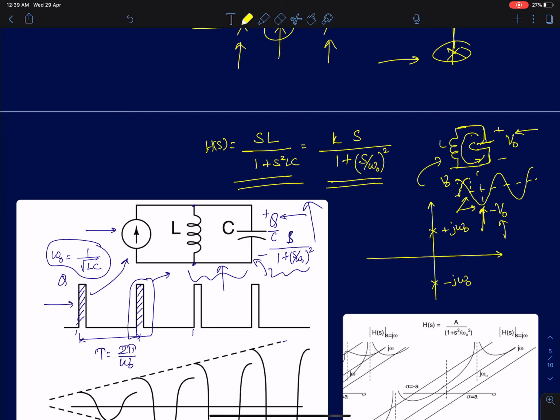Now, instead of feeding a sinusoidal input and analyzing it, I'll analyze it by feeding a pulse train. A train of pulses, where the pulse period is T, which is 2 pi by omega naught. All I'm doing is feeding an input which has an energy frequency component at omega naught.